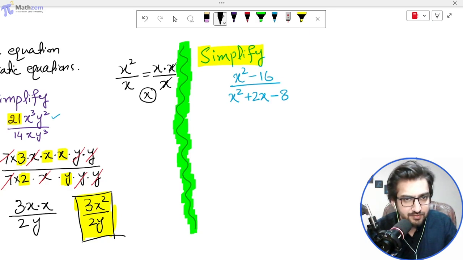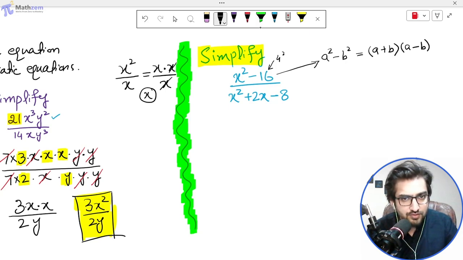If I look at the numerator, it looks like the a square minus b square formula, which I explained in the previous lessons, right? Because I can write 16 as b square, like 4 square. I can replace 16 by 4 square. So it will become a square minus b square, which is equal to a plus b and a minus b.